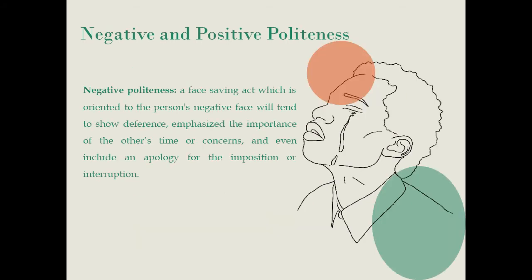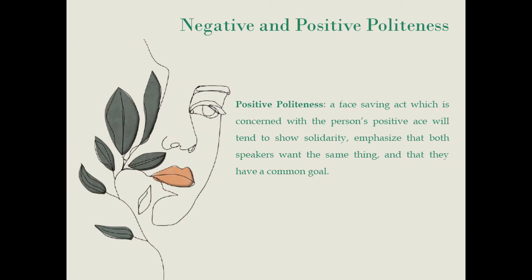Negative and positive politeness. Negative politeness: a face-saving act which is oriented to the person's negative face will tend to show deference, emphasize the importance of the other's time or concern, and even include an apology for the imposition or interruption. Positive politeness: a face-saving act which is concerned with the person's positive face will tend to show solidarity, emphasize that both speakers want the same thing and that they have a common goal.